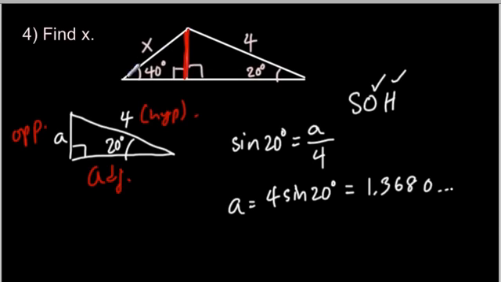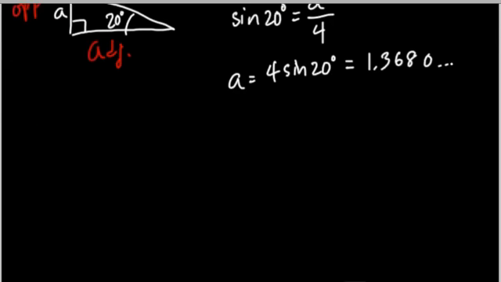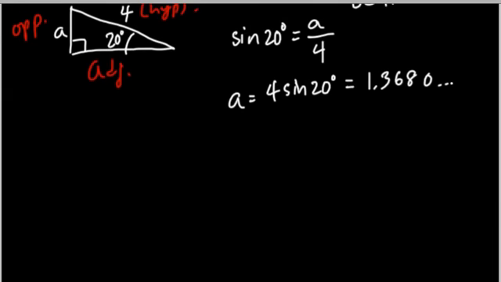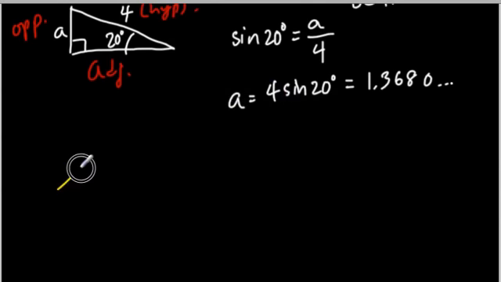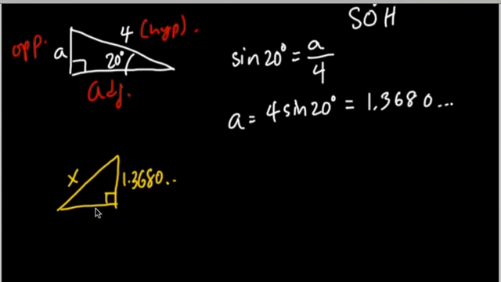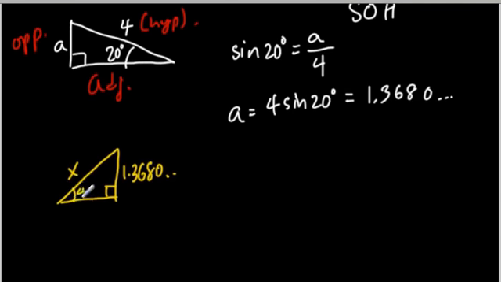And remember, this side is shared by both triangles. So I'm now going to focus on this one, which is going to help me find x. I'm just going to take a little bit more room here. Now if I draw the second one, maybe in yellow, it's like that. So that's the second triangle. It's a right angle triangle, we know that. We know this side is x, and this side is A, which we just found to be 1.3680..., and the angle over there is 40 degrees.